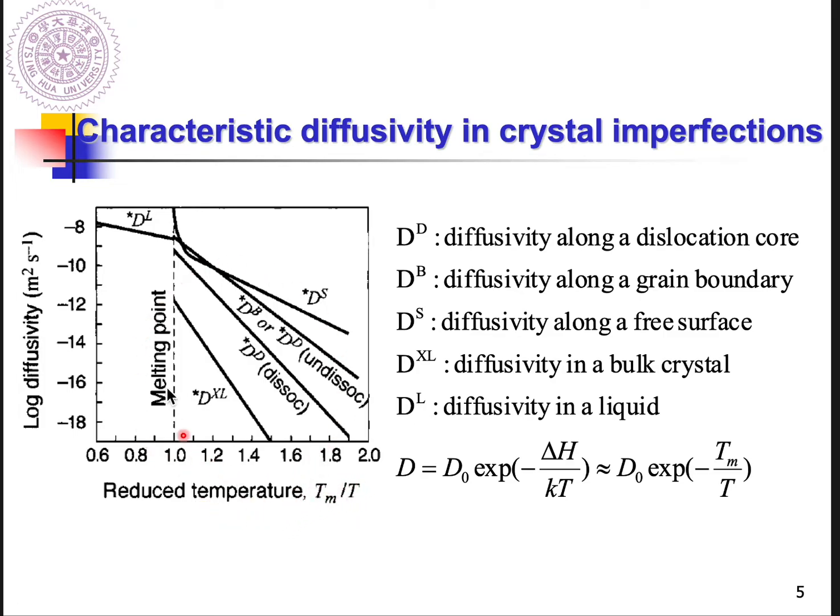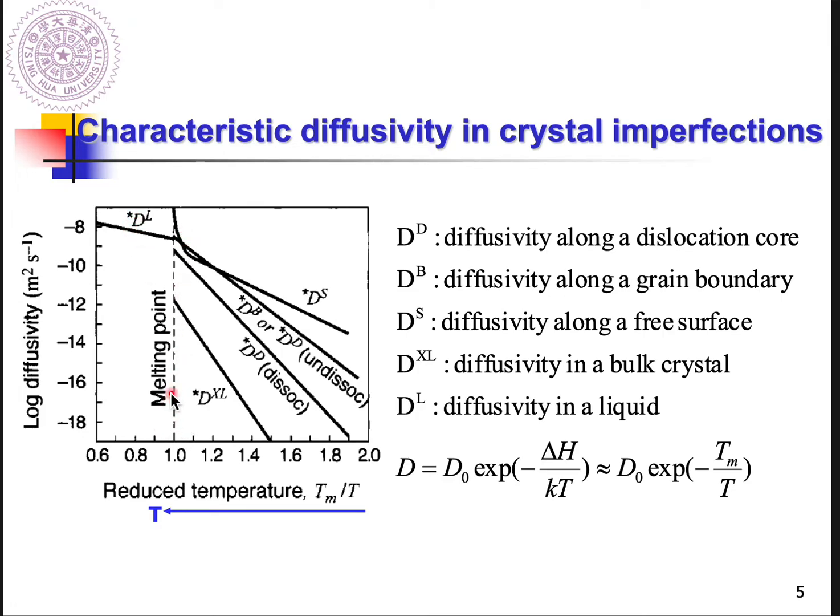Let's take a look here. This is the reduced temperature, so melting point divided by T. Sorry, with increasing temperature, it goes this way. So if the temperature is highest, then this slope belongs to the diffusivity in a liquid. And this is the melting point. If the temperature is higher than the melting point, our material becomes liquid. So what you get for diffusivity is definitely the diffusivity in liquid.